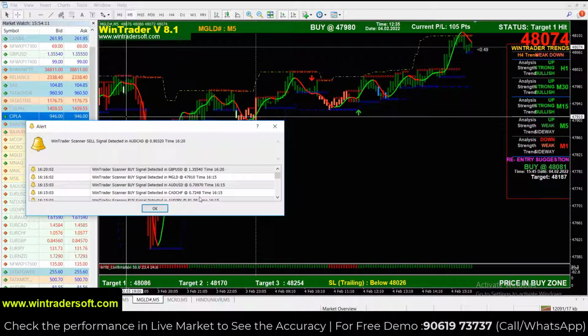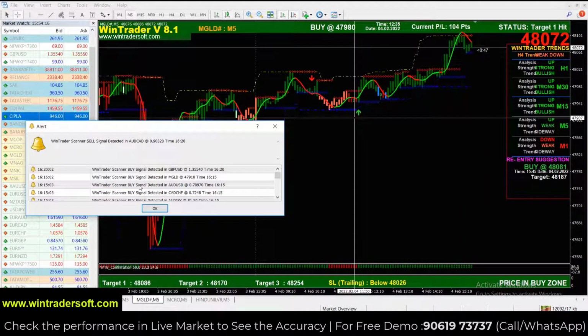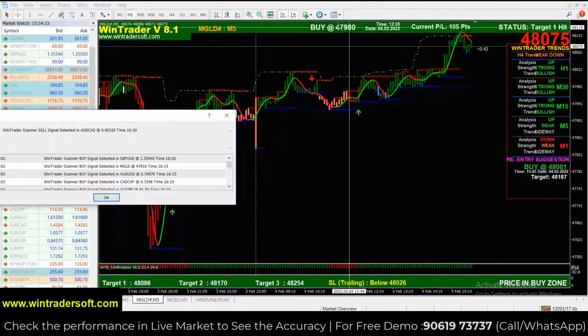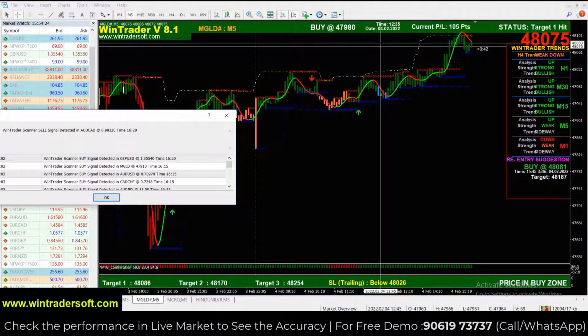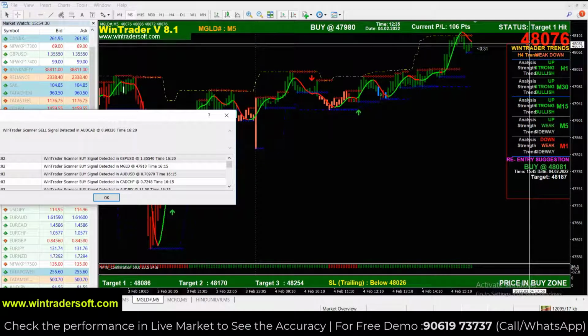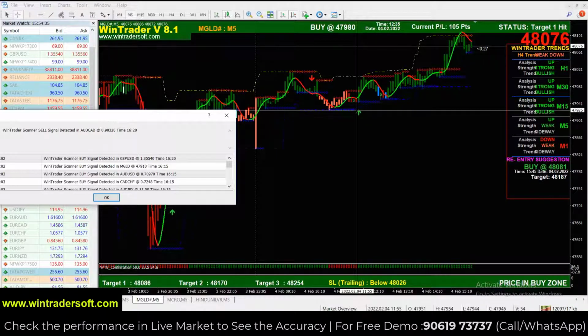In this alert message, it will mention the entry point. If it is a buy signal, then it mentions the buy price. If it is a sell signal, then it mentions the sell price. Also, the same details will display here also. You can see currently I opened gold, it's mega gold, and currently the market value is 48,075. So the current market value is showing here 48,076, and this green up arrow is the buy signal.